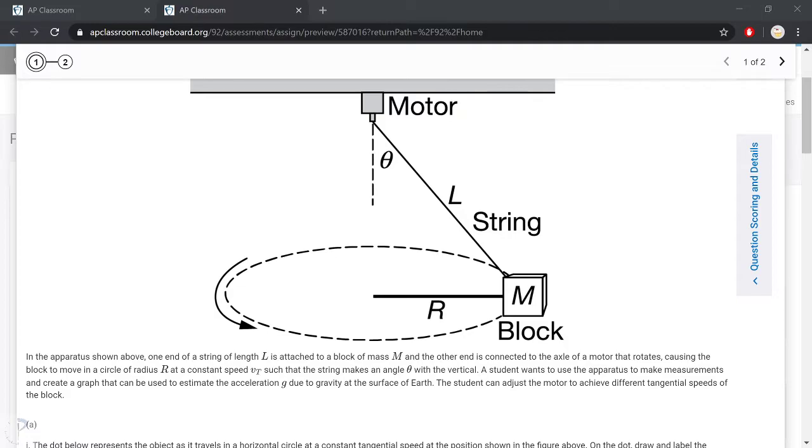Let's see. We're causing the block to move in a circle of radius r at a constant speed vt, such that the string makes an angle theta with the vertical. A student wants to use the apparatus to make measurements and create a graph that can be used to estimate the acceleration g due to gravity at the surface of Earth. The student can adjust the motor to achieve different tangential speeds of the block.